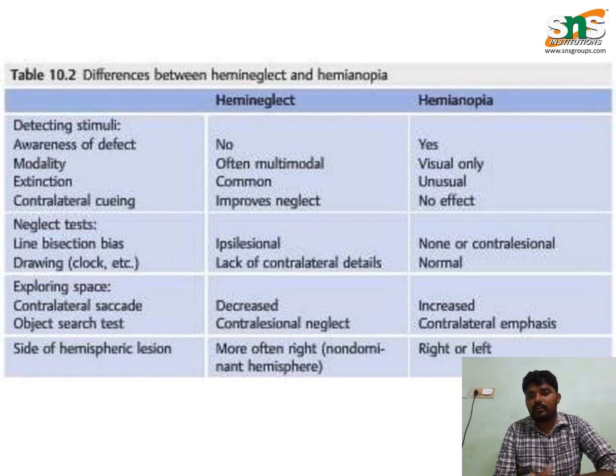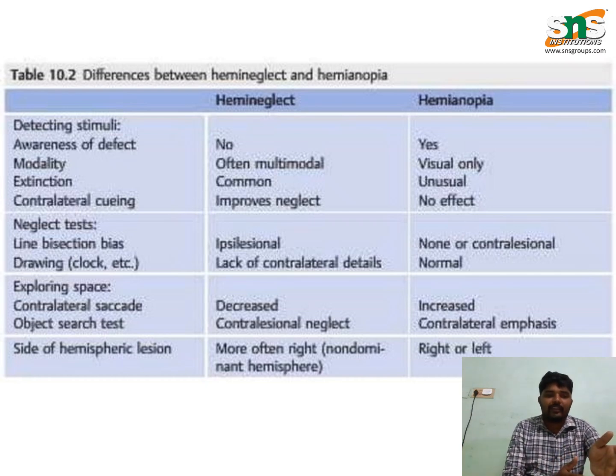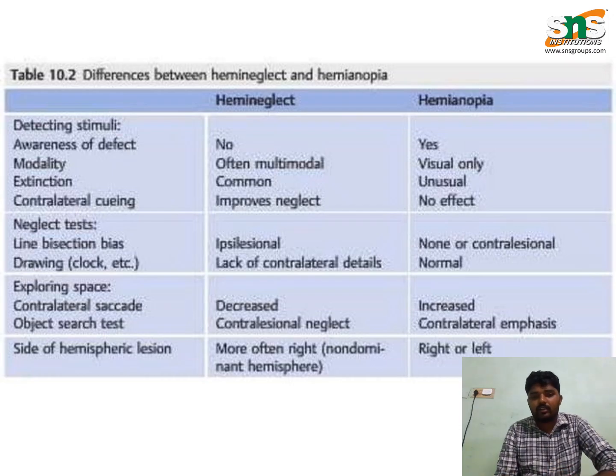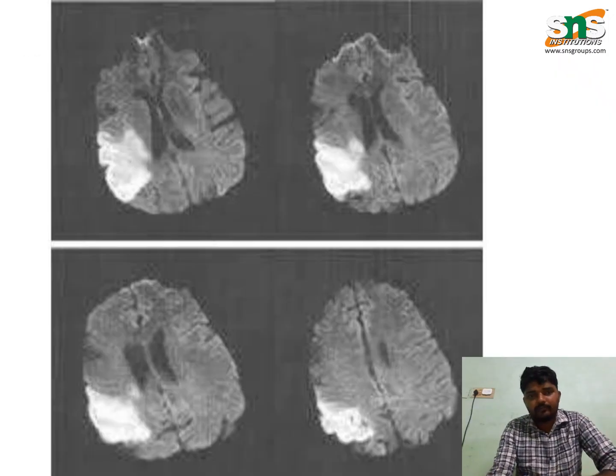With none or a contralateral lesion it is normal. Exploring space uses contralateral circuit and object search tests. This decreases contralateral neglect, and this increases contralateral emphasis. The side of the parietal lesion is more often the right side, the non-dominant hemisphere, though right or left can both occur.